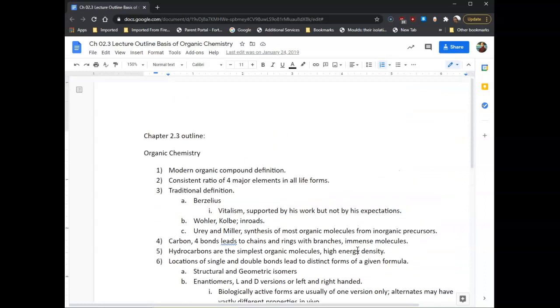But that's the material on the study guide. So the only thing new right here is a little bit about the history of investigation of organic molecules and how we know what we know today. So that concludes your recorded lecture for week 3, Biology 1406.